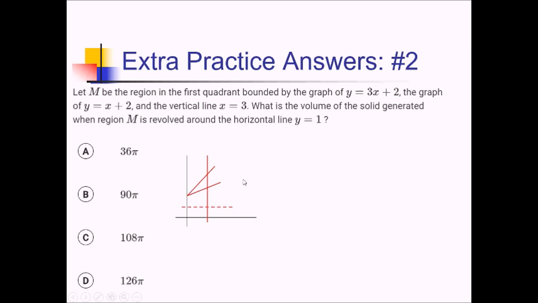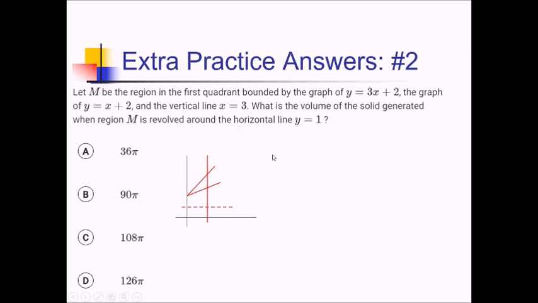Well, since it's a solid of revolution, that means we have to choose between our two circle shapes, discs and washers, pancakes and donuts. Because we have this gap here between the M region that we're revolving and the axis of revolution, that means we have to use washers for this.